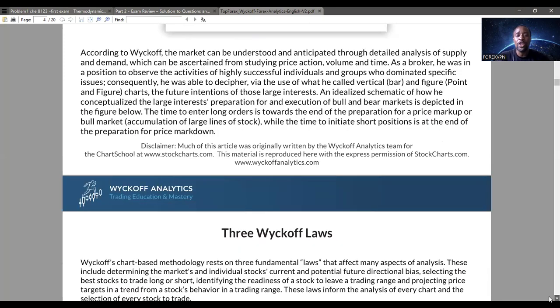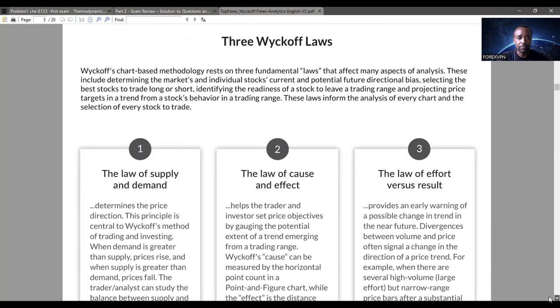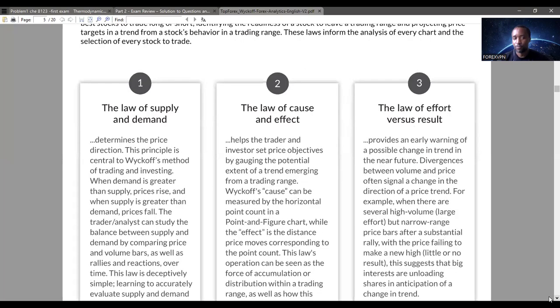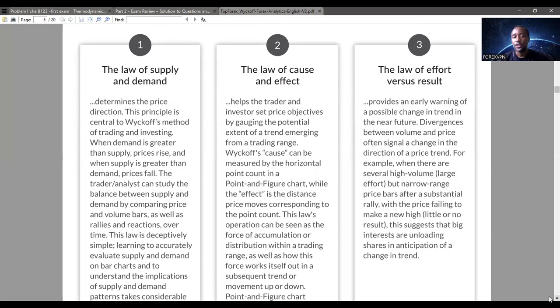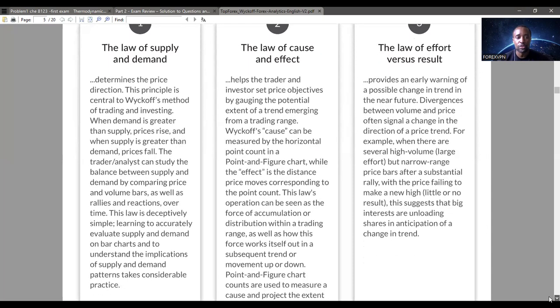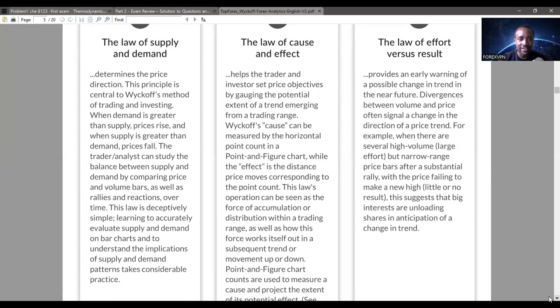So you see there are 3 laws of Wyckoff. The first law is the law of supply and demand. This determines the price action. The central principle of Wyckoff methods of trading and investing is based on demand and supply. When demand is greater than supply, price rises. And when supply is greater than demand, price falls. So those are the things you need to understand.